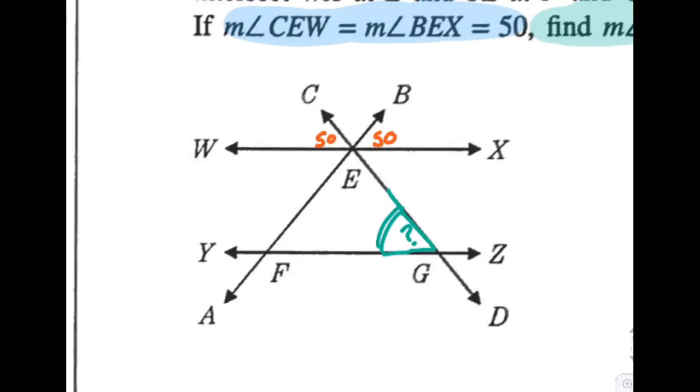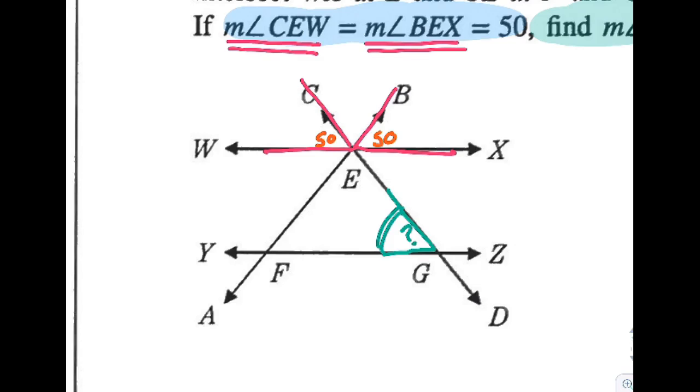Number 5. First you have to label CEW and BEX. And I really think we need to be sure we understand when angles are labeled as 3 letters, CEW and BEX. I still find that not everybody knows what that means. C to E to W. That's the path the angle takes. The middle letter is probably the most important because that's where the vertex is. But it's saying it starts at C, turns at E, and heads toward W. And this one starts at B, turns at E, and heads toward X.